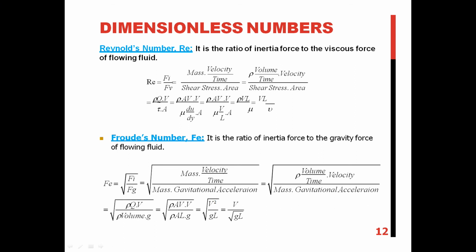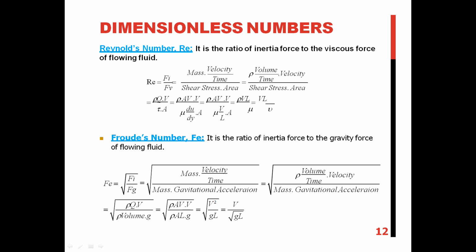Just doing the calculation, this is divided by the viscous force, shear stress into area. So here the mass is density into volume by time, and it is nothing but a velocity. We will have velocity here. Here shear stress into area, we will have it like this. So here rho Q V, where volume by time is nothing but the discharge, right? So rho, density, into discharge into velocity, divided by tau into A.